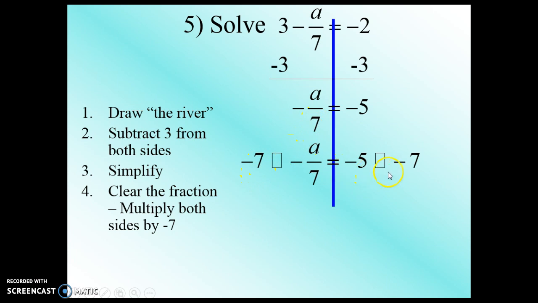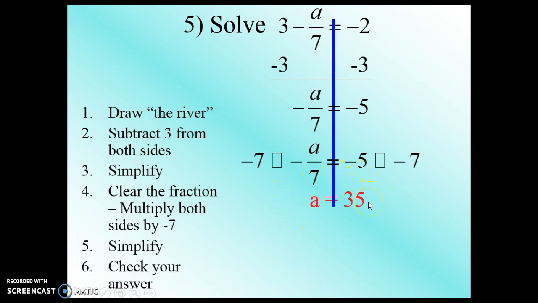So we multiply both sides by negative 7. The 7 and this negative 7 cancel out. You're left with a. And negative 5 times negative 7 equals 35. Remember, two negatives make a positive. Our final answer is a equals 35.